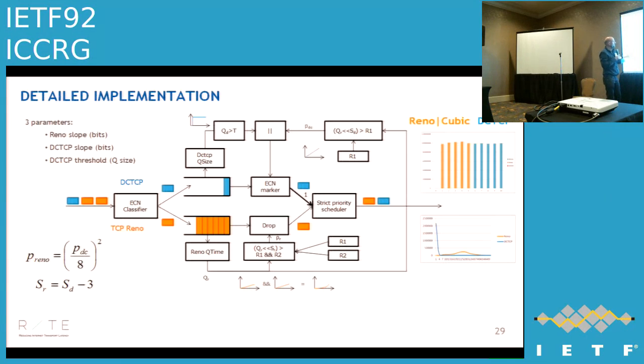In the next slides, you see the detail of the AQM. This is all that is in there. It looks complicated, but actually it is very simple operations in every box. We have here the sojourn time measured. So the first packet in the queue is used, and this is fed back compared to a random variable. Maybe I should mention we have 3 parameters: a Reno slope in the number of bits, a data center TCP slope in the number of bits, and a data center TCP threshold.